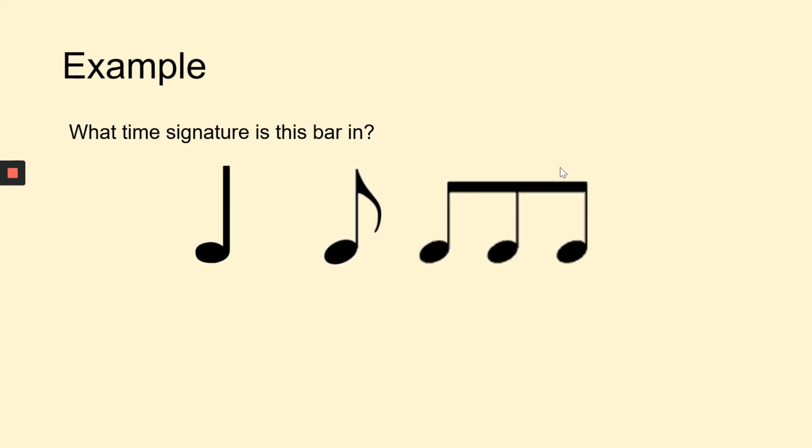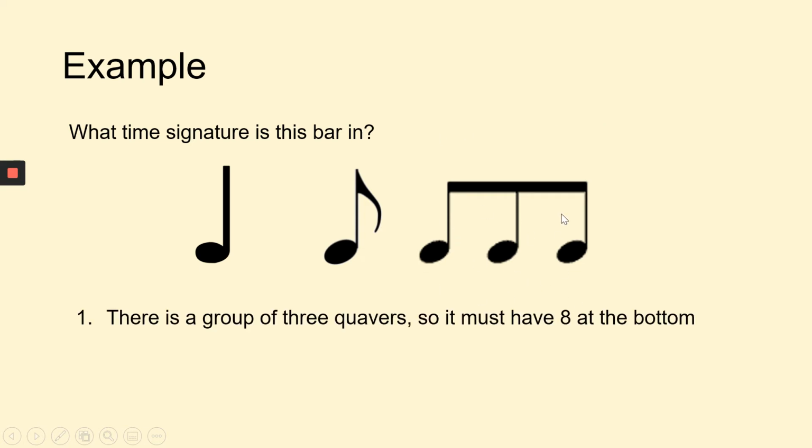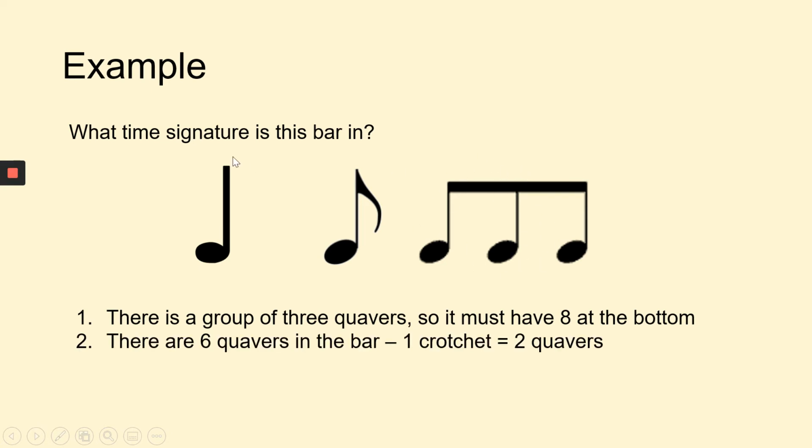What time signature would this bar be in? This bar, which sounds like this. Well, first of all, we have a group of 3. That means it must have an 8 at the bottom because it must be a compound time signature. Then we count them up. There are 6 quavers in this bar because 1 crotchet is the same as 2 quavers. 1, 2, 3, 4, 5, 6. So we have a 6 at the top and an 8 at the bottom, which gives us 6/8 time.